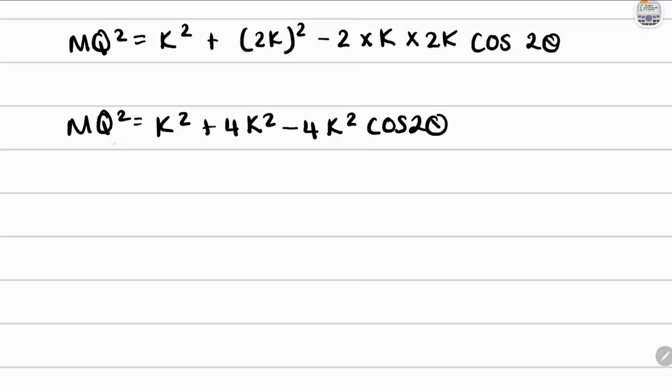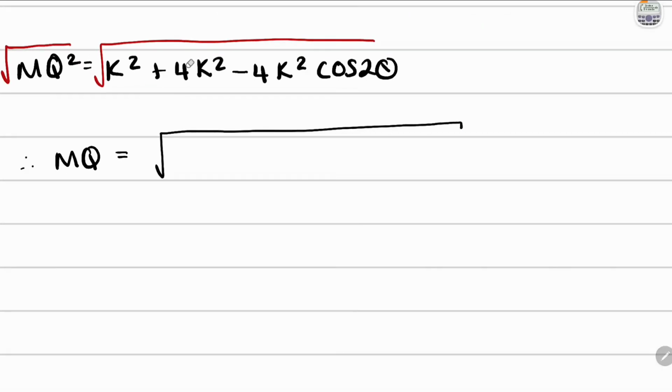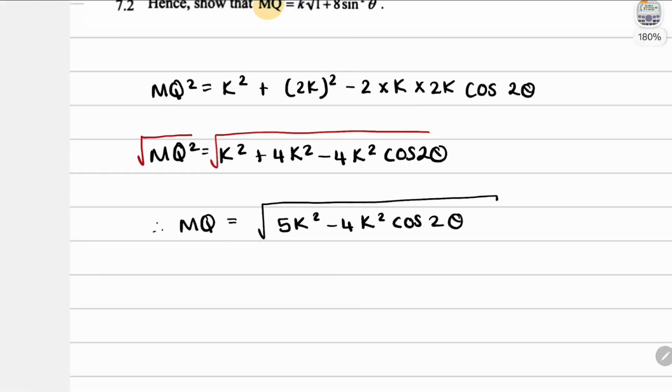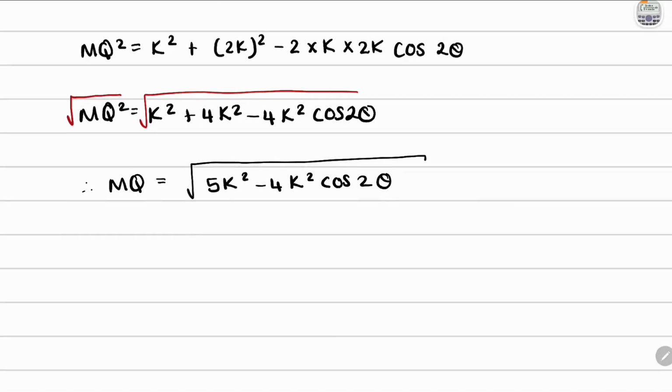Because this is squared, we can try to solve for MQ by getting rid of the squared. You do that by square rooting, but this is an equation, so you have to square root both sides. So MQ is equal to the square root of, and let's simplify what is under the radical. K squared plus 4K squared gives you 5K squared, and then you still have the minus 4K squared cos 2 theta. Remember what this looked like, that's a sine, so we're going to have to simplify as far as possible.